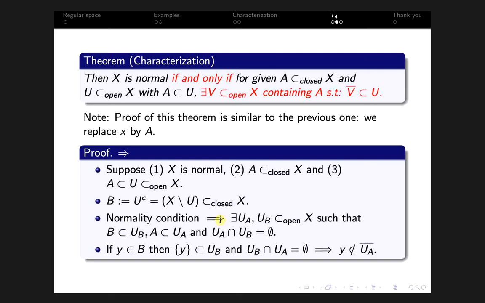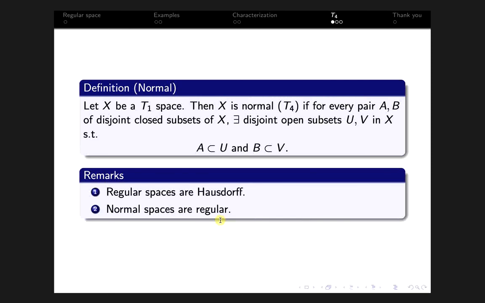So I would like to give an exercise. Find some regular space that is not normal. Okay, that is an exercise.